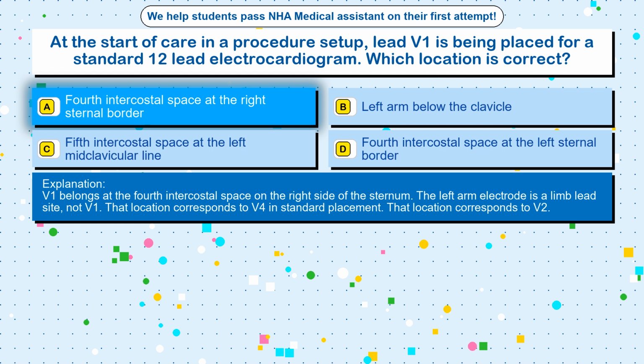V1 belongs at the fourth intercostal space on the right side of the sternum. The left arm electrode is a limb lead site, not V1. That location corresponds to V4 in standard placement. That location corresponds to V2.